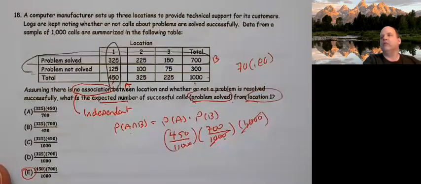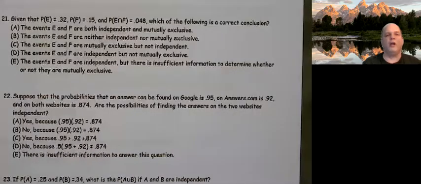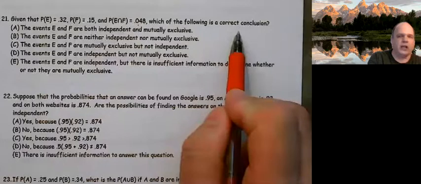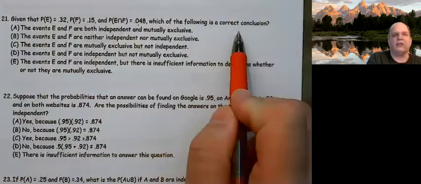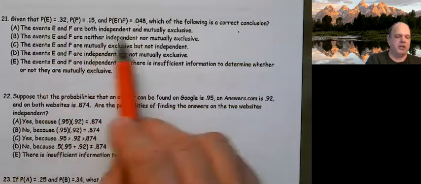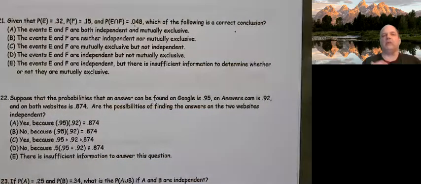All right, so pausing. All right, so we are recording, we're on problem 21 of the death packet. And it says, given that the probability of E equals 0.32, the probability of F is 0.15, and the intersection equals 0.048, which of the following is a correct decision? The events E and F are both independent and mutually exclusive. It's like, okay, so now I know what the question's going to ask me about. It's going to ask me about mutually exclusive, and it's going to ask me about independent.